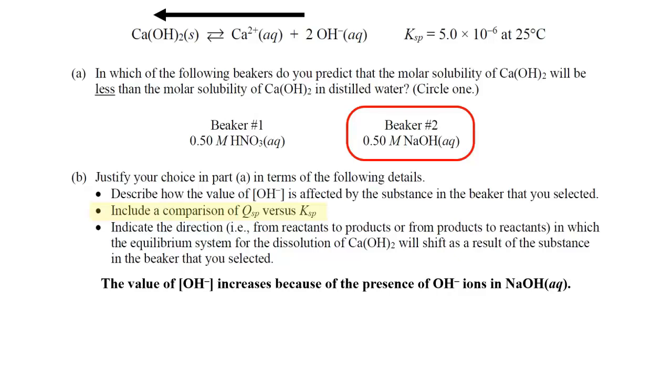Next, include a comparison of Q versus K, so QSP versus KSP. Considering that hydroxide ions are present on the right side of that equation at the top of the slide, you're increasing the concentration of hydroxide ions. That will cause Q to become greater than K, or QSP becomes greater than KSP.